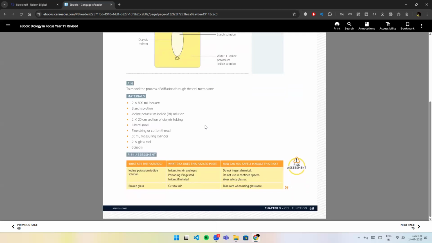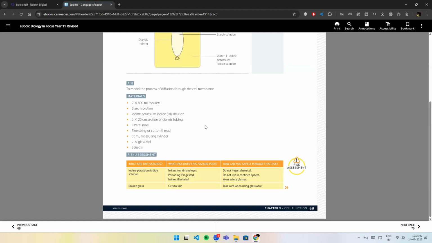Materials: 2 x 800 ml beakers, starch solution, iodine potassium iodide solution, 2 x 20 centimeter sections of dialysis tubing, filter funnel, fine string or cotton thread, 500 ml measuring cylinder, 2 x glass rods, scissors.